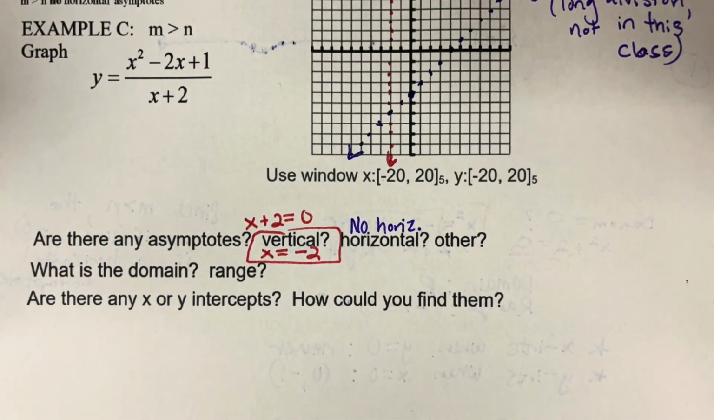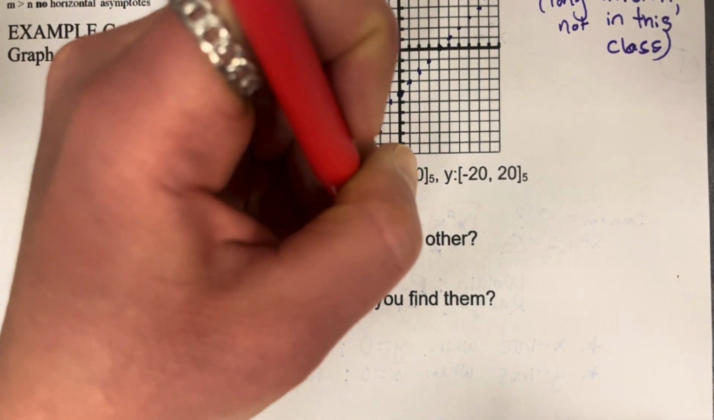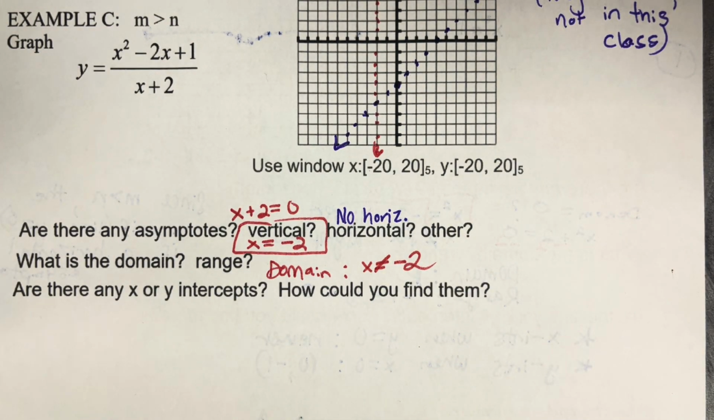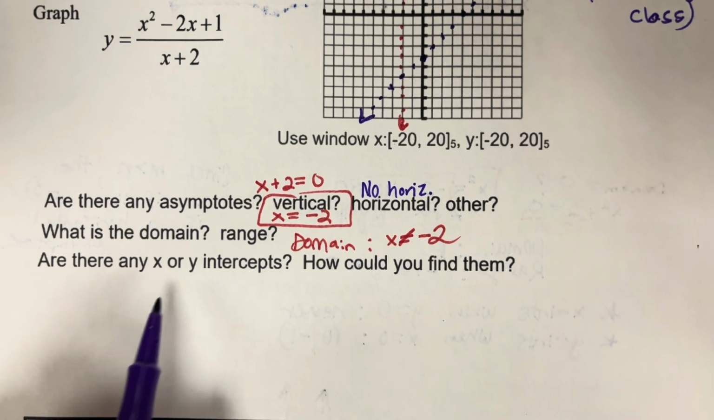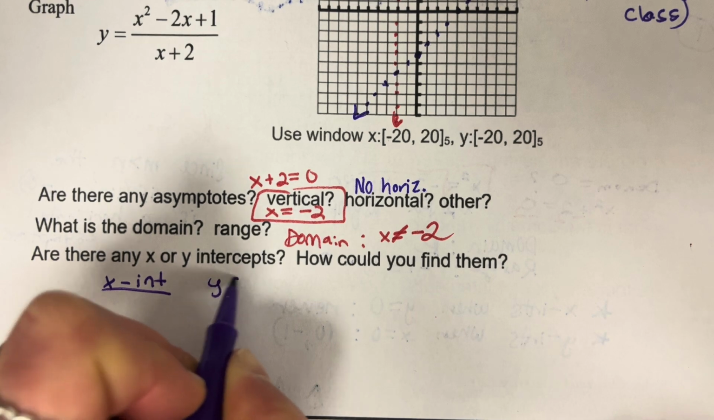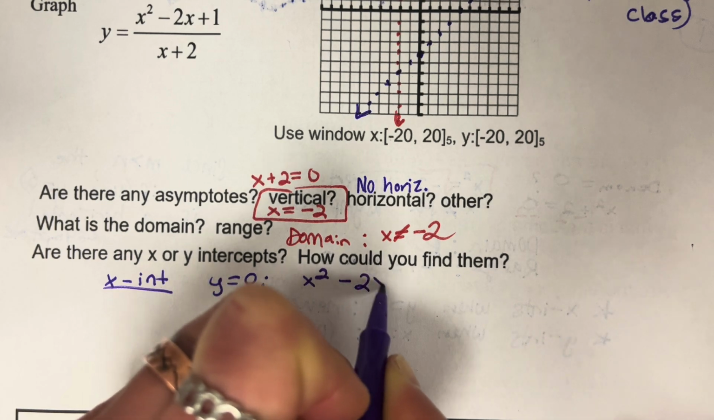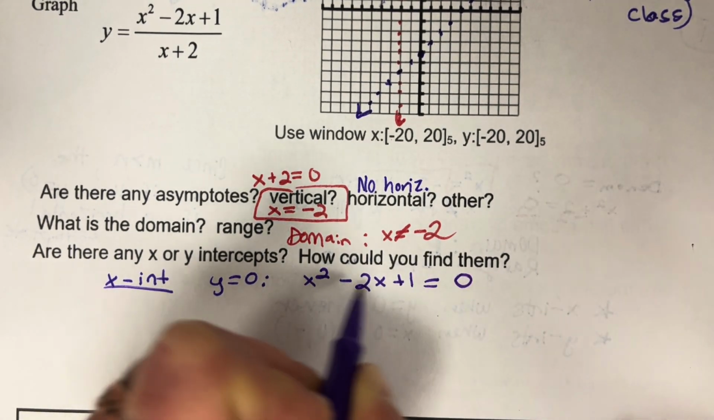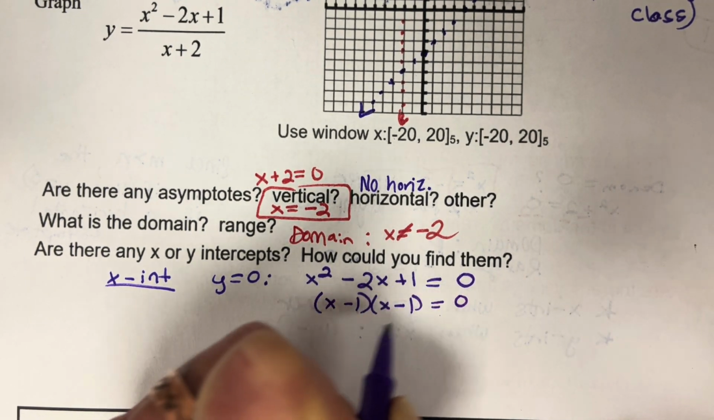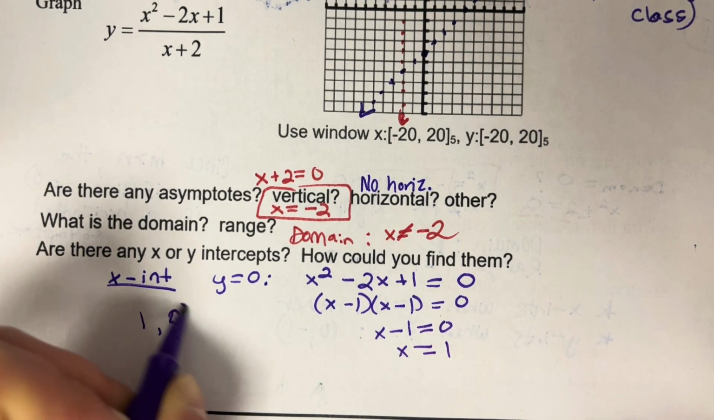Okay, what is the domain and range? Well, we know that x cannot equal -2. And then, are there any x or y intercepts? X-intercepts set y equal to 0, and that means the numerator equals 0. Now this is a trinomial, we can factor it, x minus 1, x minus 1. Solve x minus 1 equal to 0, we get x equals 1. So the x-intercept is 1, 0.